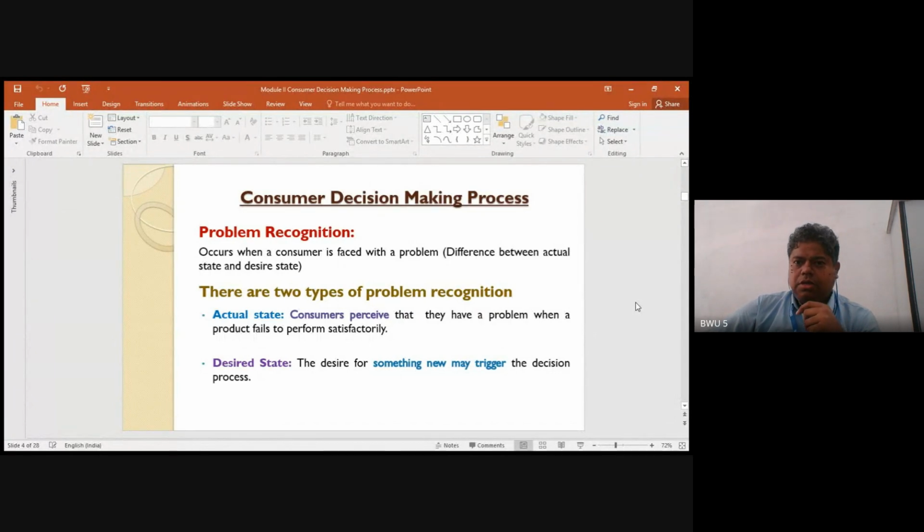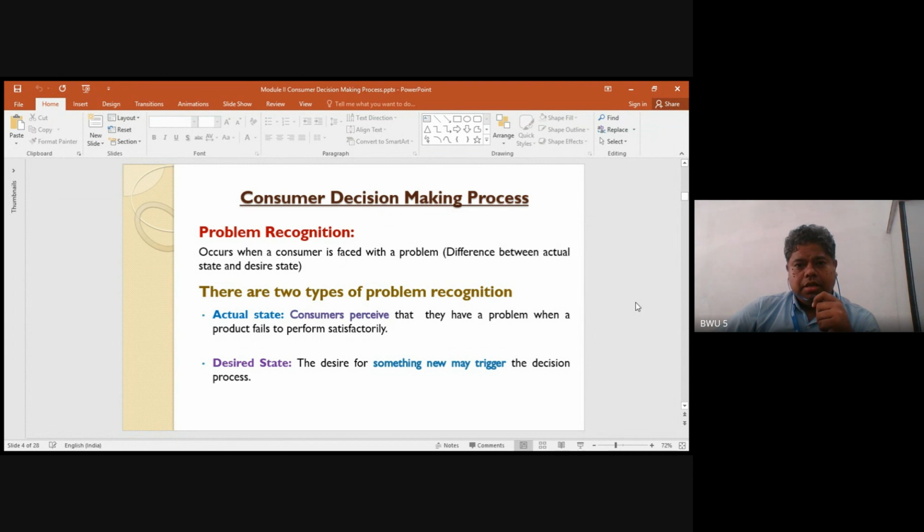Consumer decision-making process refers to how consumers purchase a product. The process they follow has a few different stages that consumers go through when they want to purchase a product.